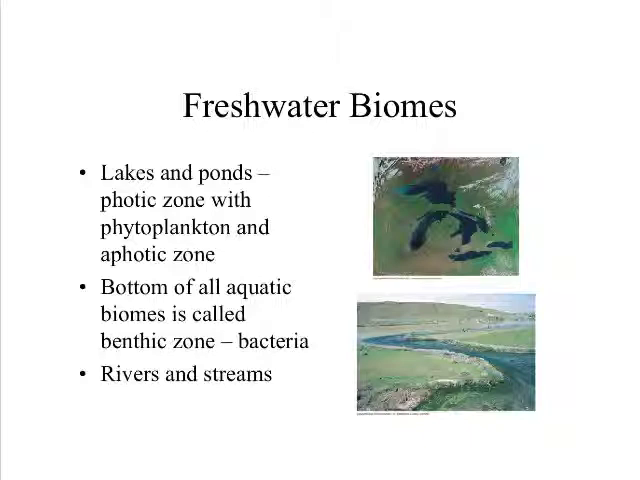Underneath that, when the sunlight starts to get inefficient, we have what's called an aphotic zone. And then towards the bottom, where it's super dark and much colder, is the benthic zone. And usually it's just inhabited by bacteria.